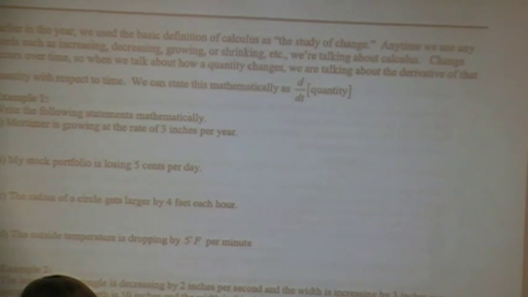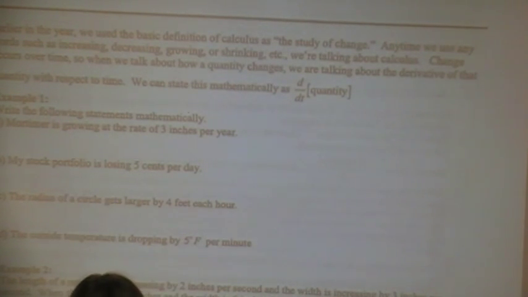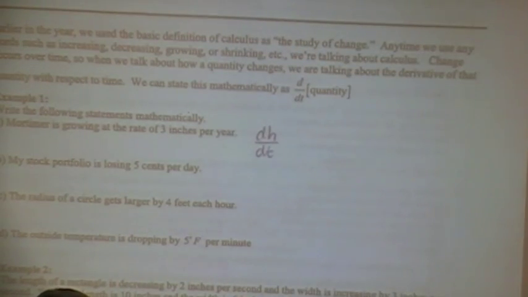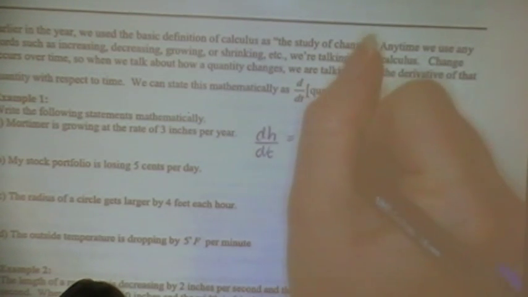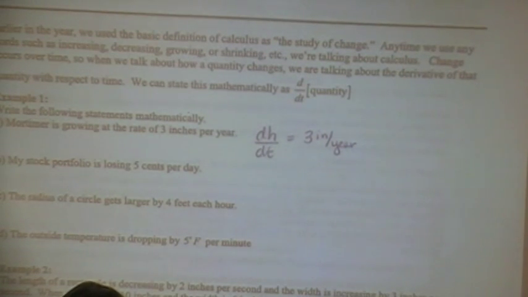So, if we were going to write these things mathematically, Mortimer is growing at the rate of 3 inches per year. I'm assuming they mean he's getting 3 inches a year taller. So if we were going to write this out, we would write that as dH/dt. His height is changing with respect to time, 3 inches per year. But if your stock portfolio is losing 5 cents per day, so we'll say dS/dt for your stock, that's going to be minus 5 cents per day.